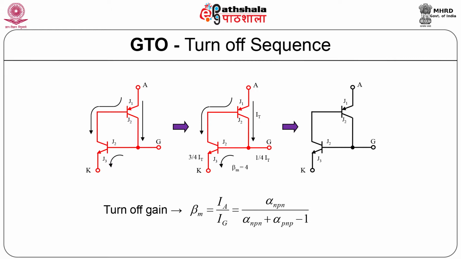Now, if you see the diagram, the current levels are high. So, here one other parameter comes in the picture, that is turn off gain. Turn off gain of the thyristor is defined as anode current divided by gate current. So, 1/4 of the thyristor current is diverted toward the gate. So, that is why it will turn off immediately.